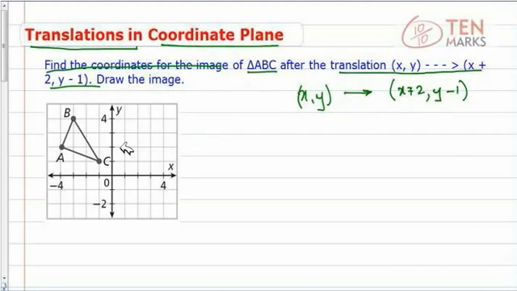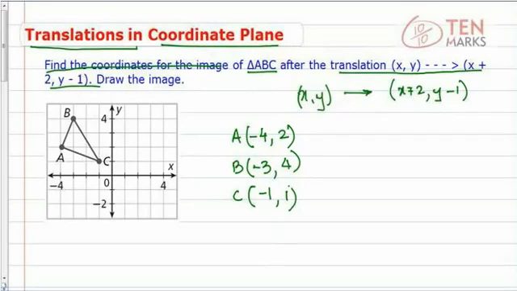Okay, so the way we do this is, let's take the triangle, and we are given the triangle here, right? A, B, and C. Let's first find the coordinates for A, B, and C. What is A? The x coordinate is 1, 2, 3, 4 on the negative axis, so it's negative 4. And the y coordinate is 1 and 2. For B, the coordinates are negative 1, negative 2, negative 3, and 1, 2, 3, 4. And the coordinates of C are negative 1 and positive 1. These are the original coordinates.